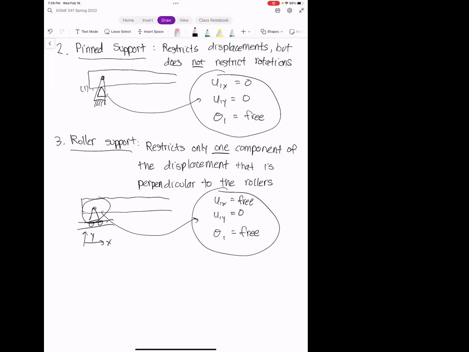And so those are the three kinds of supports that we're going to be working with from here on going forward. So I wanted to talk about them just so that when you see them, you know basically what to do, or what degrees of freedom to knock out when you're applying your boundary conditions. Okay. All right. Any questions on this?